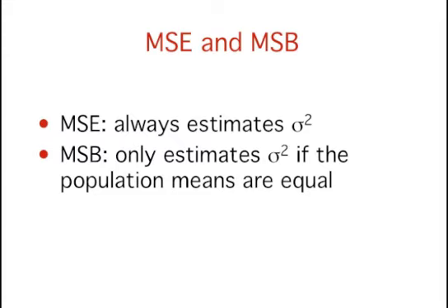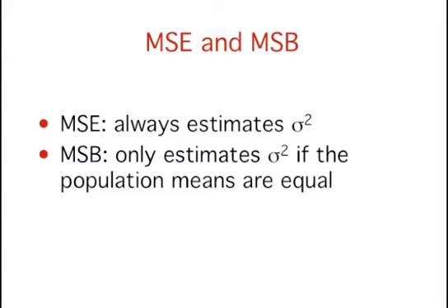Analysis of variance is a method for testing differences among means by analyzing variance. The test is based on 2 estimates of the population variance, sigma squared. One estimate is called the mean square error, MSE, and is based on differences among scores within the groups. MSE estimates sigma squared regardless of whether the population means are equal. The second estimate is called the mean square between, MSB, and is based on differences among the sample means.